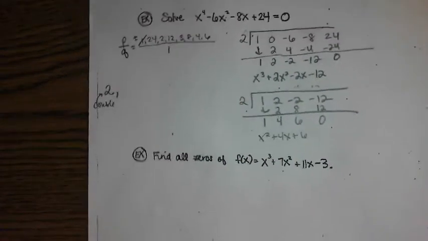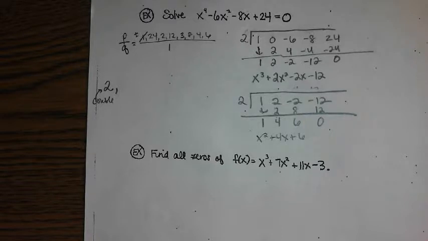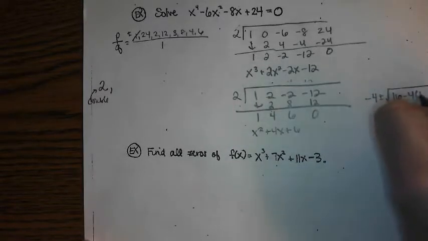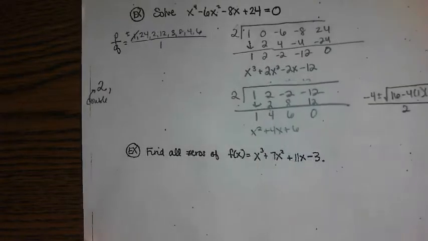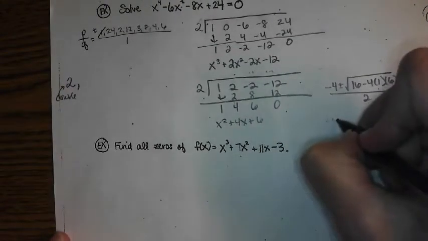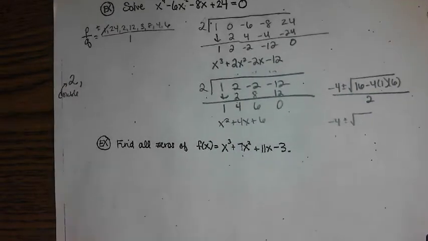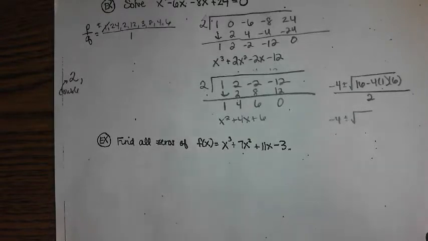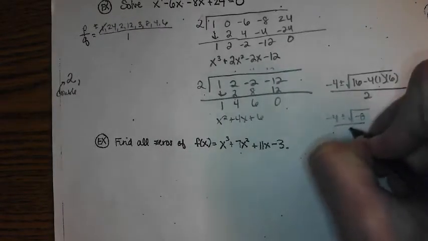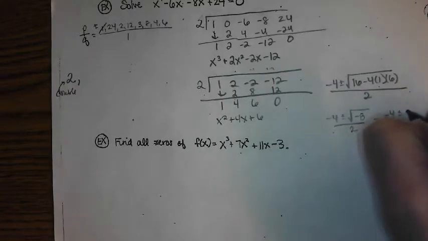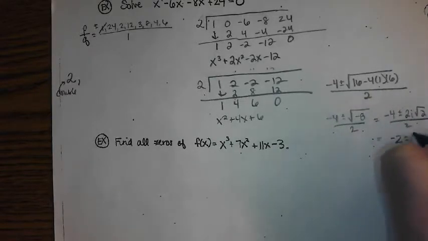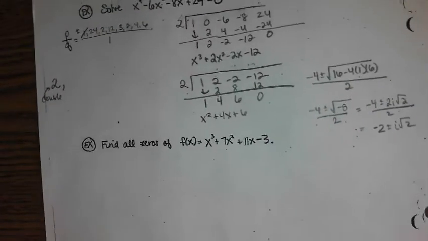Is that factorable? No. But can I still solve it to find the other roots? Yes. Negative b plus or minus the square root of b squared minus 4ac, all over 2a. Negative 4 plus or minus the square root of 16 minus 24, negative 8. Reduce. Keep reducing. And there are my other 2 roots.